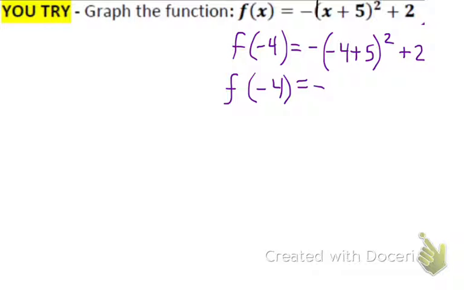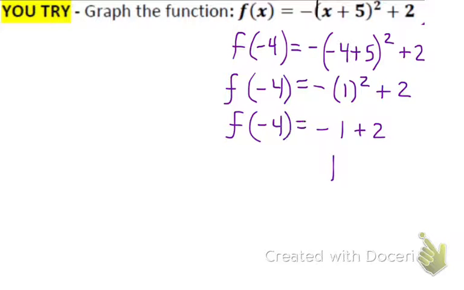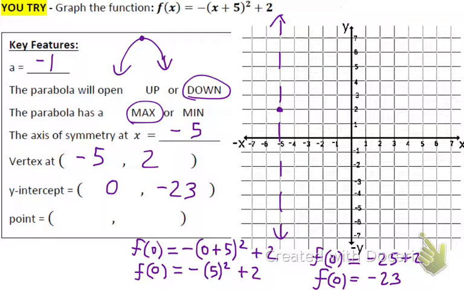Negative 4 plus 5 is 1. 1 squared is 1. The opposite of 1, negative 1. Plus 2 is 1. So we have an additional point at negative 4, 1. So we'll take that value and we'll plot that point. We can reflect that point across that axis of symmetry, it's 1 unit away from it, and it has a y value of 1. And then we'll connect those with a smooth curve.